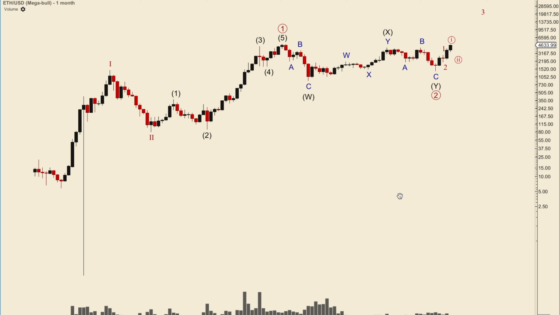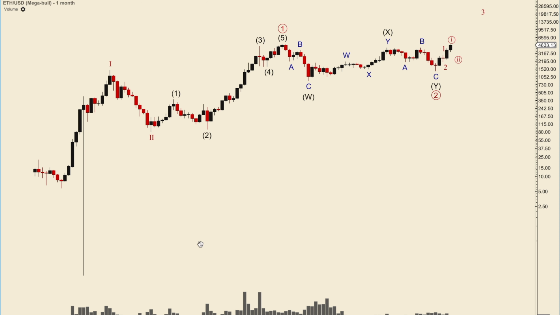Hello! Today we are going to talk about the current price action on Ethereum, which has basically exploded like a rocket. So this is one scenario. I call this one the mega bullish.